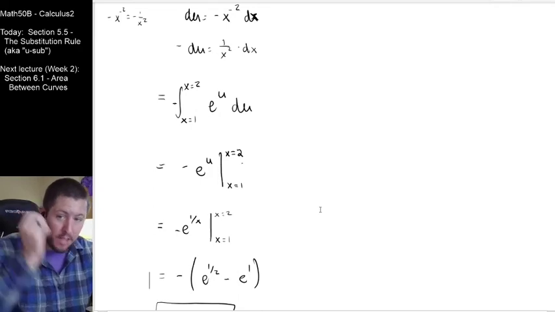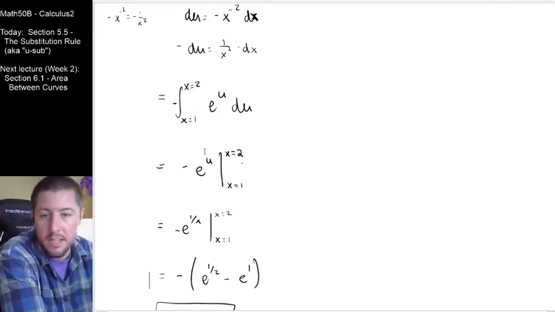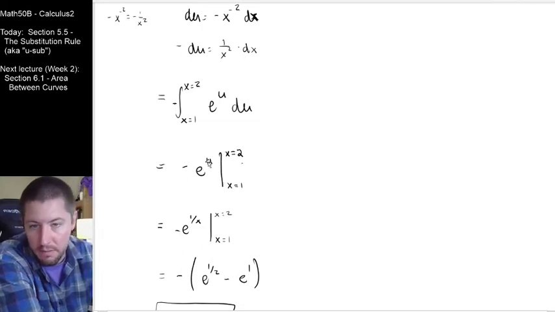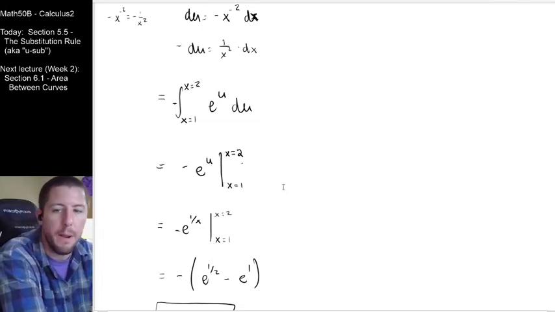And again, broadly, the lesson of these two problems is you have got to be careful with your bounds of integration. It is incredibly common for people to forget to convert back to x and just evaluate this expression from 1 to 2, which wouldn't be appropriate.